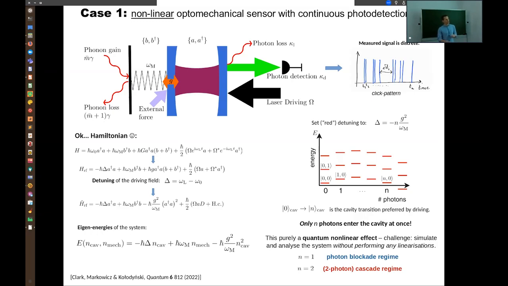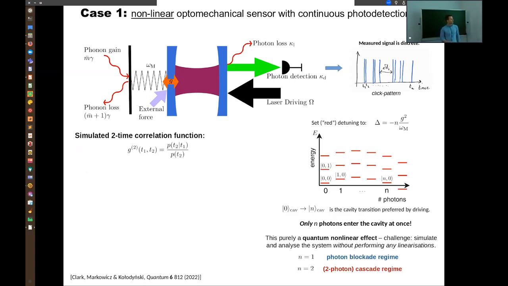And actually the two regimes that I'll show, which were known, are when n equals one, only one photon goes into the cavity. So we expect the photons always come one at a time, and this is some kind of anti-bunching. It's called photon blockade, because you can only get one photon in the cavity, no photon goes out. Or these are called cascade regimes, where you expect photons to go in bunches. Okay, so how to simulate that?